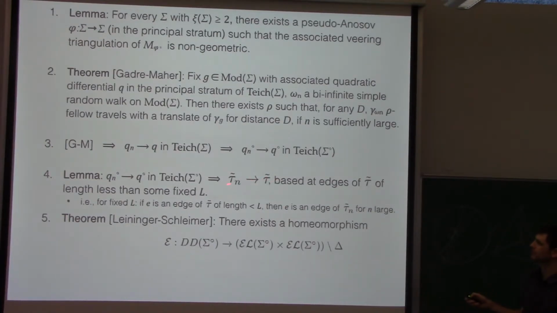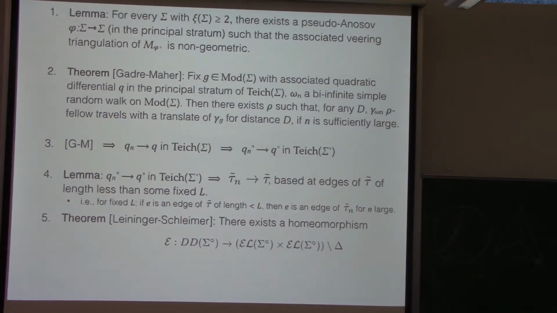Sorry, it looks like I changed the notation for the veering triangulation. It's tau now. So this convergence is a based convergence. It's based at edges of the triangulation that are less than some fixed length. So the convergence is happening around this part of the triangulation where my edges are bounded in length. So this is the length in the quadratic differential? Yeah, in the singular flat metric.